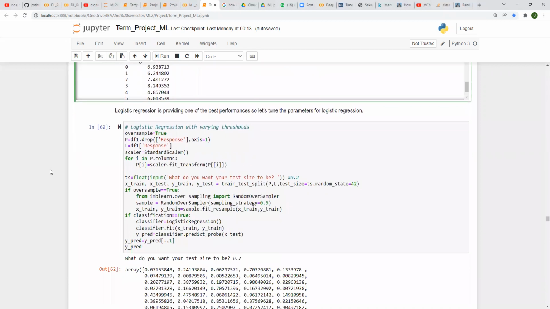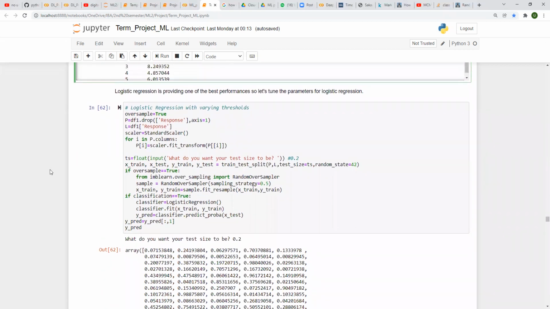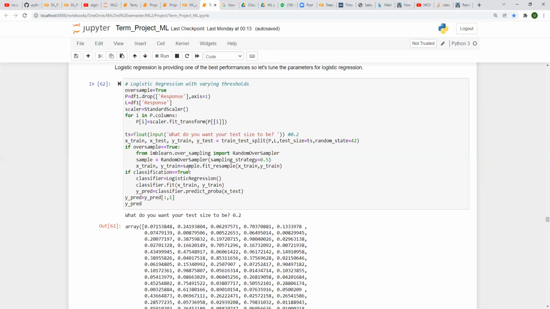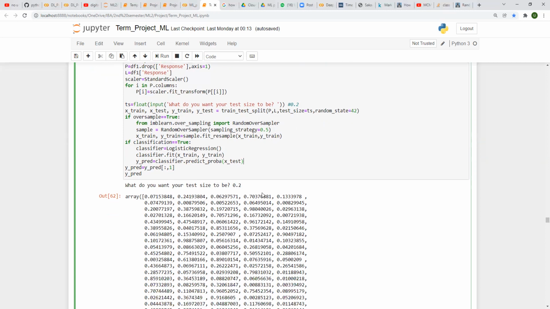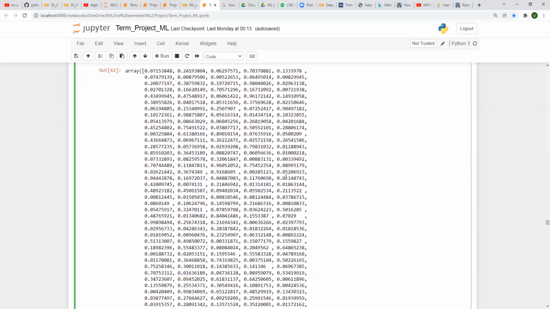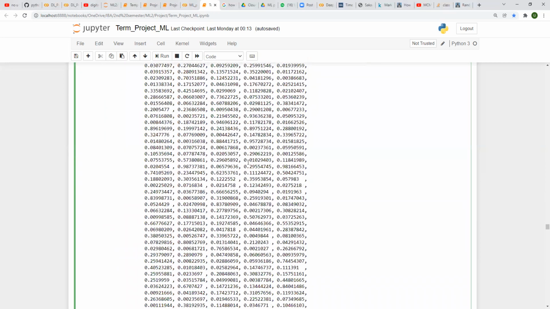And now we are going to oversample and we're going to try logistic regression with varying thresholds. We're going to tune the parameters of the logistic regression algorithm. Over here, I used predict_proba instead of the traditional predict because I'm going to change the threshold of the 1 and 0 mark. By default, if the probability is greater than 0.5, it will give class 1, and if less than 0.5, it will give 0. So these are all the probabilities of the predictions.